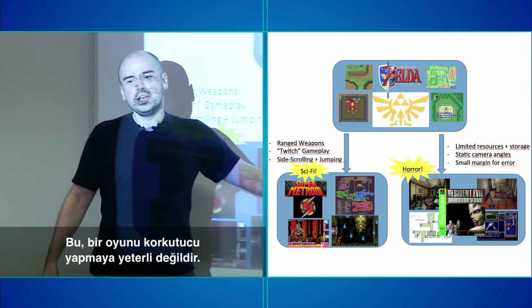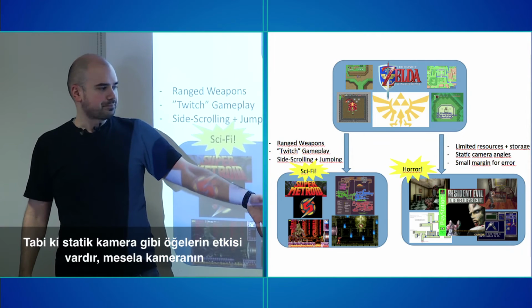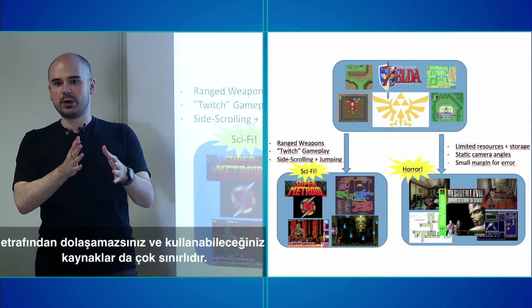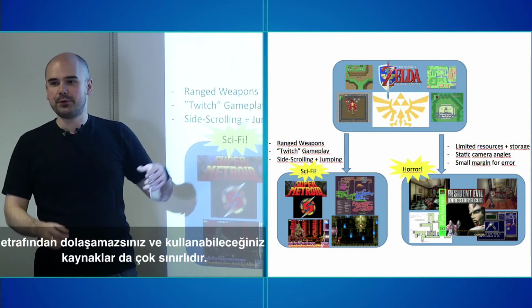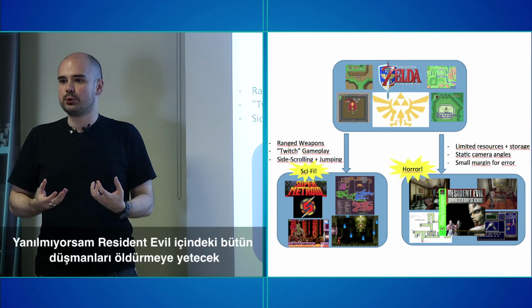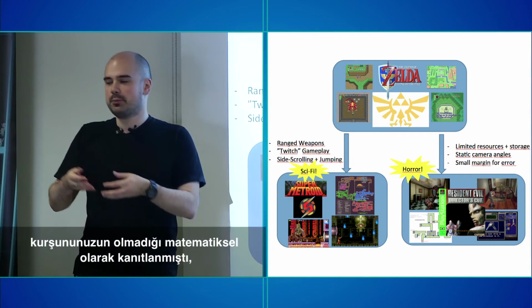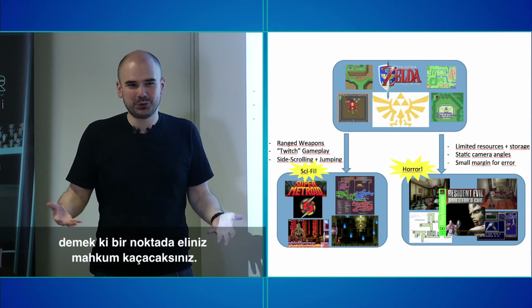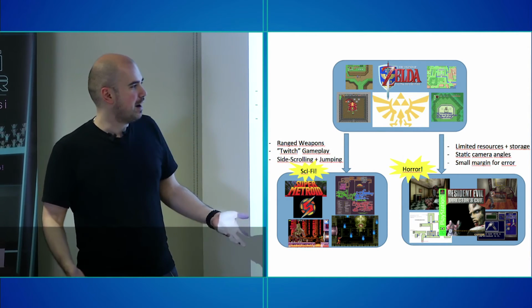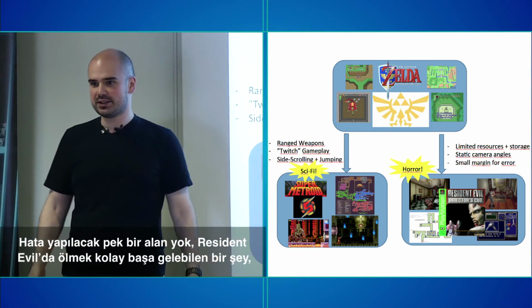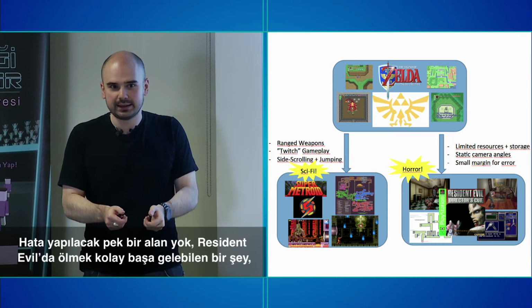What makes it scary here, sure, it does matter that they do stuff like the static camera angles, for instance. You can't really move around your camera, and you have very limited resources. I think it's been mathematically proven that there are not enough bullets in Resident Evil to kill all the enemies. You are going to have to run eventually, right? It's a very small margin for error. You can die very easily in Resident Evil, which constantly makes you go around like this, right?